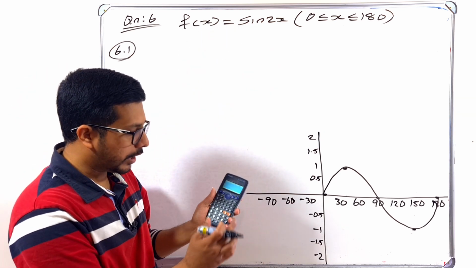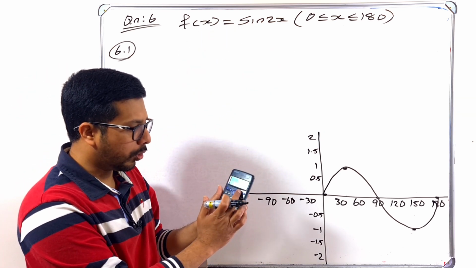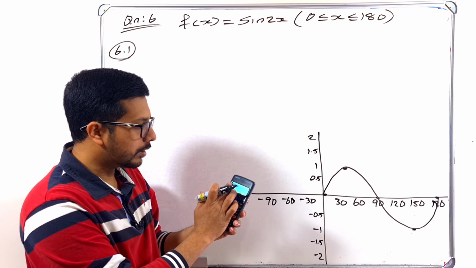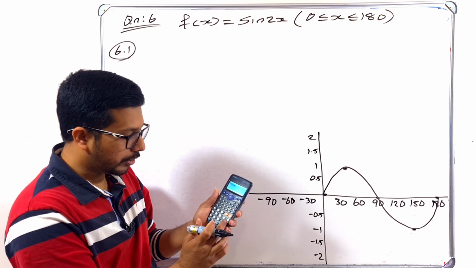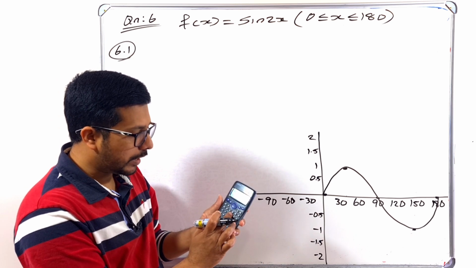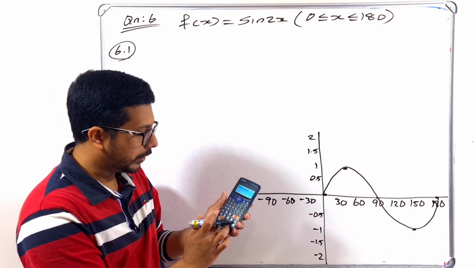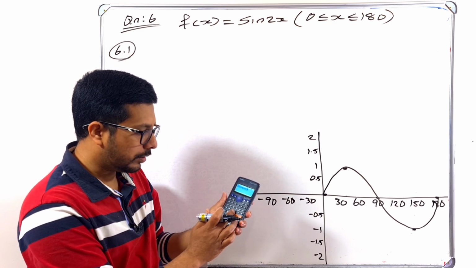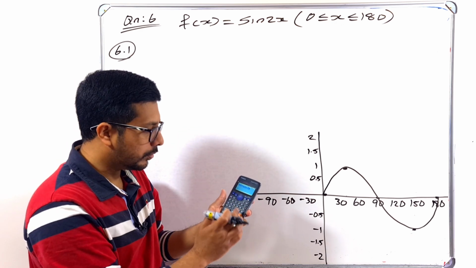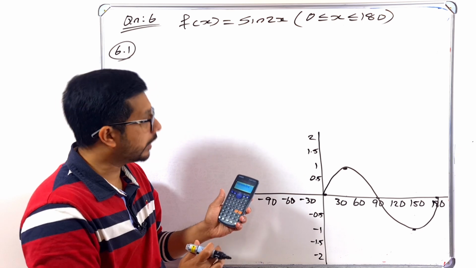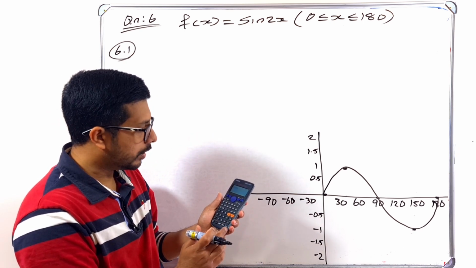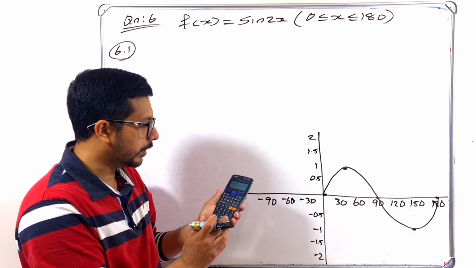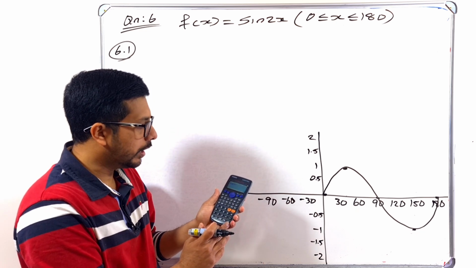So how can you type? Press mode, then 3, table. Now it is f of x is equal to, so our equation we have to type sine 2x. How can you type x? Alpha, then the close bracket. So sine 2x, close that bracket. Then now it is asking g of x. There is no second graph, so you can just keep pressing equals.